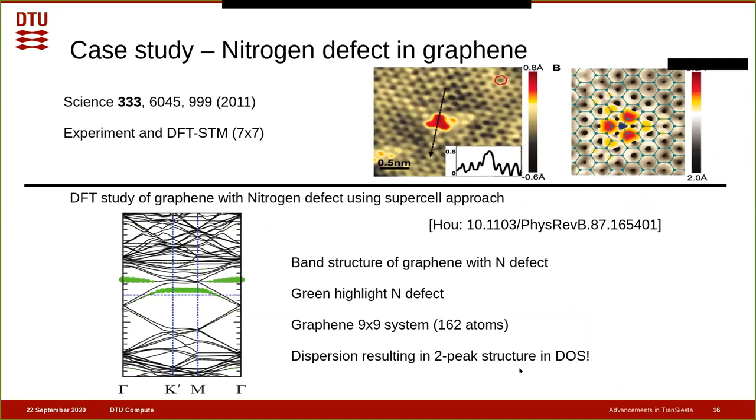So a case study is a nitrogen defect in graphene. And what you typically see, this is an experiment up here in the left image, and on the right image, you'll see a simulated image of the corresponding unit cell. This unit cell is a 9x9 system, so it has 162 atoms. And what you'll see from the band structure, here the green marks highlight the nitrogen defect. You'll have a split density of states on the projected density of states on the nitrogen. So you'll see a two-peak structure in the density of states when you project it onto the nitrogen.